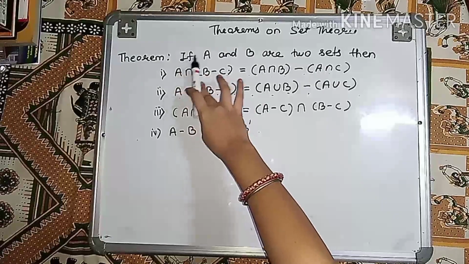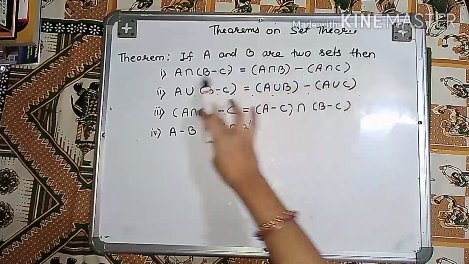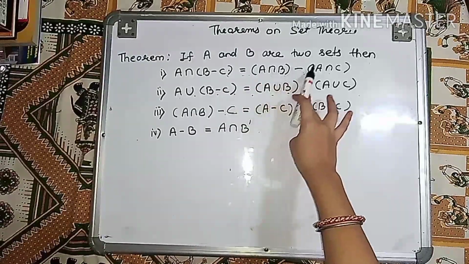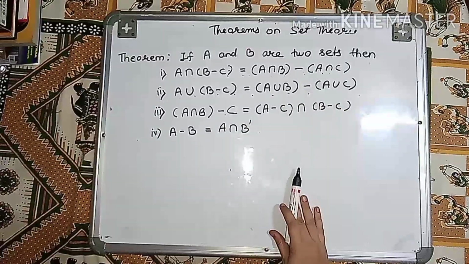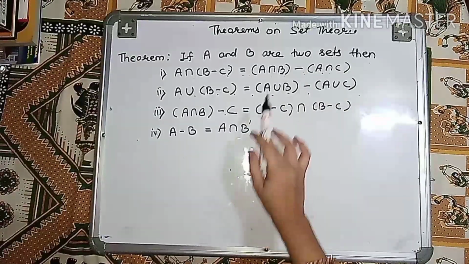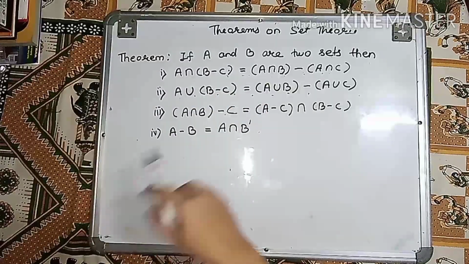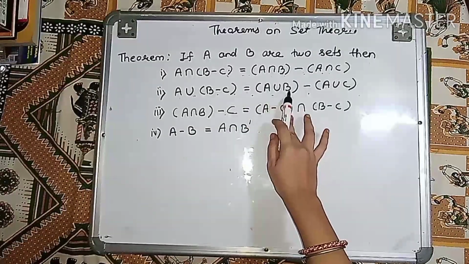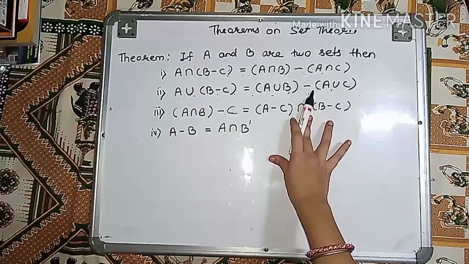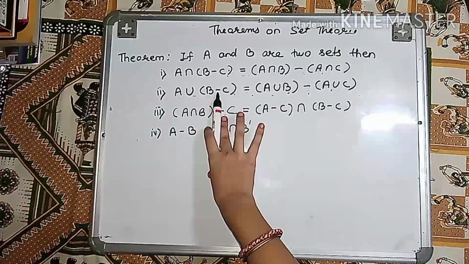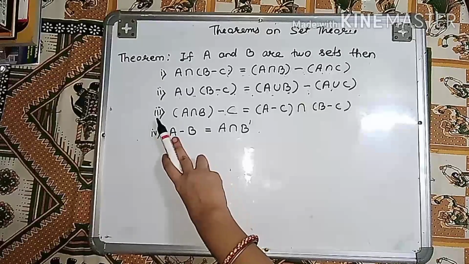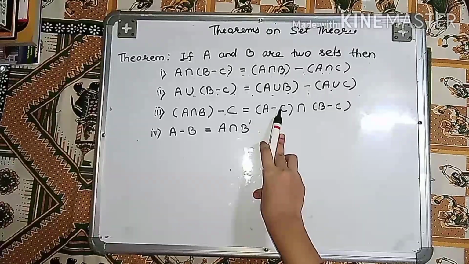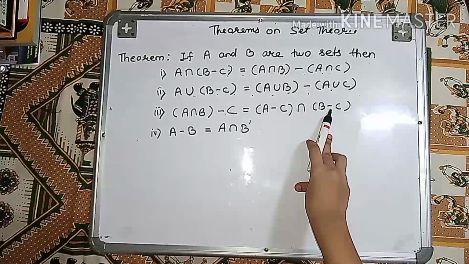Now suppose A, B and C are sets, then A intersection (B minus C) is equal to (A intersection B) minus (A intersection C). This means that intersection is distributive over difference. Next, A union (B minus C) is equal to (A union B) minus (A union C). This means that union is distributive over difference. Now, the third property is (A intersection B) minus C is equal to (A minus C) intersection (B minus C).